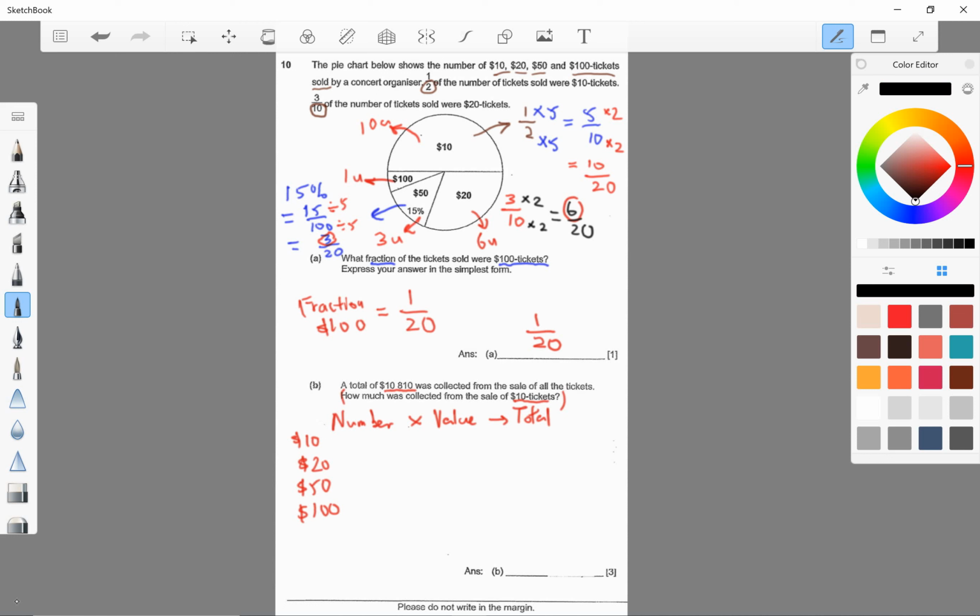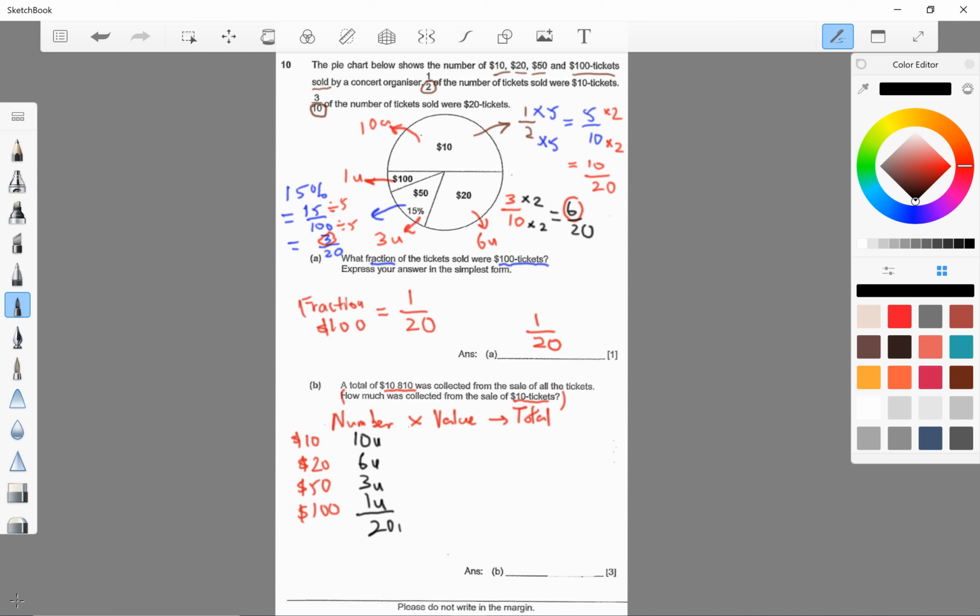In this case, the number has to do with the units. So for $10, I have 10 units. $20, 6 units. $50, 3 units. And last but not least, $100 is actually 1 unit. As we found earlier, 1 out of 20 was the fraction. So if we add everything up, 10 plus 6 plus 3 plus 1, we will get back the total number of units, 20 units.